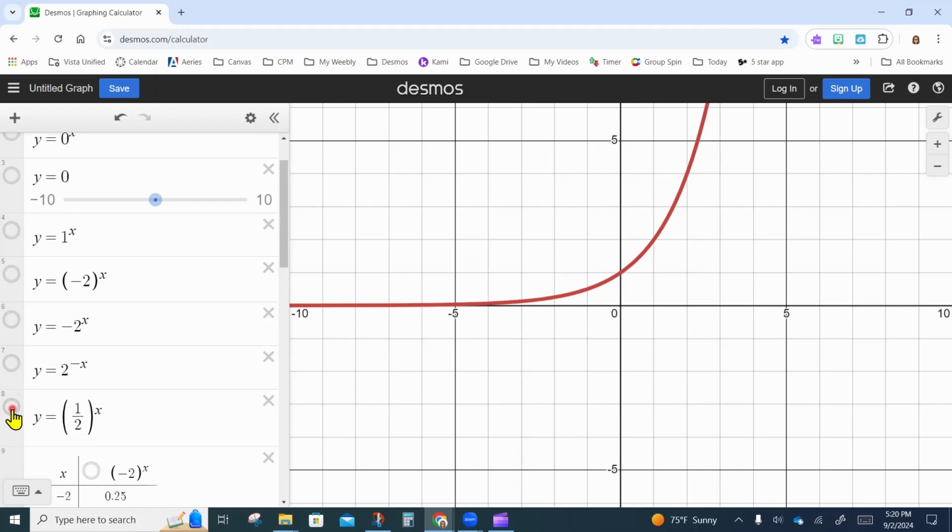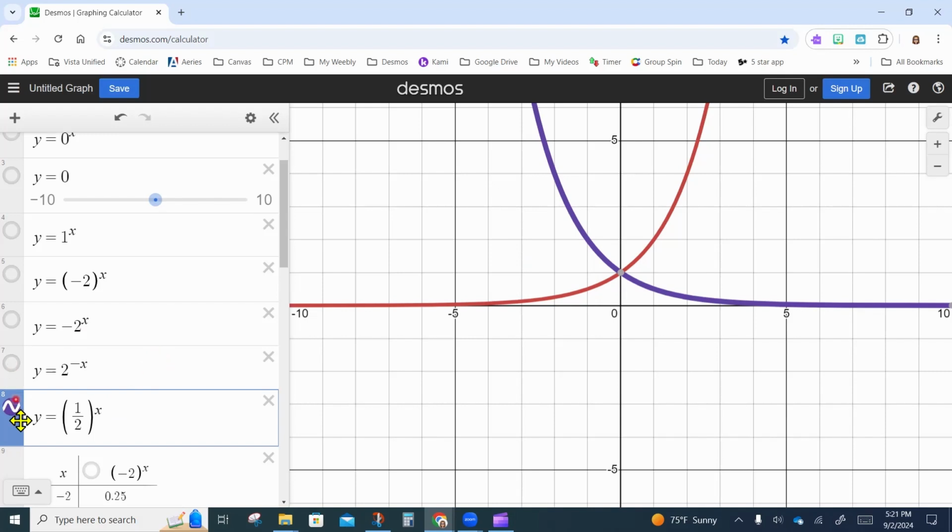Let's see, it's hard to see. Okay, so here's 1/2 to the power x, 2 to the negative x is going to end up being the same graph, this one right here. You can see right there, see that black, purple, black, purple. So these are exactly the same.